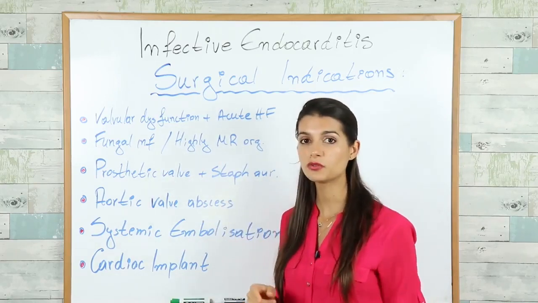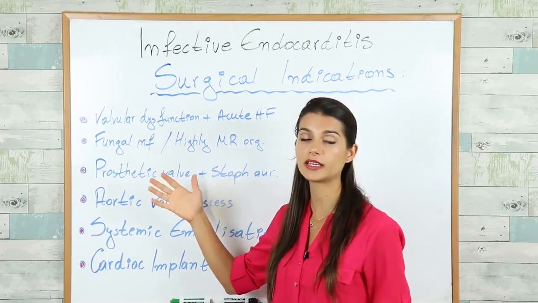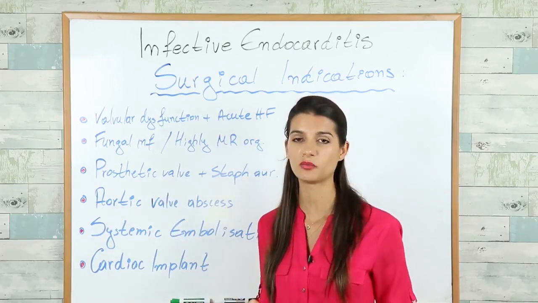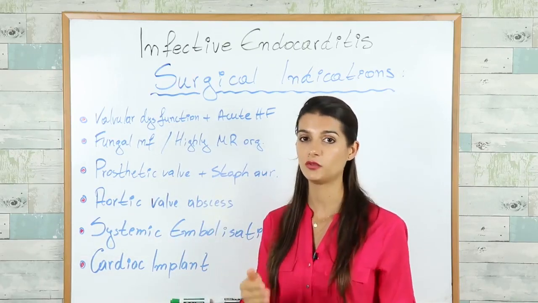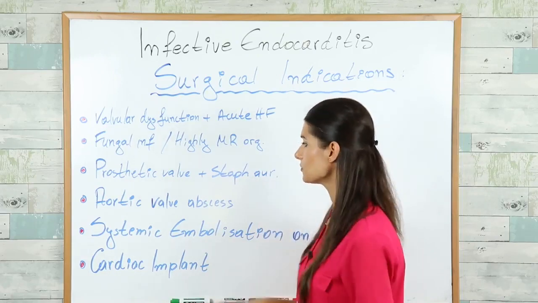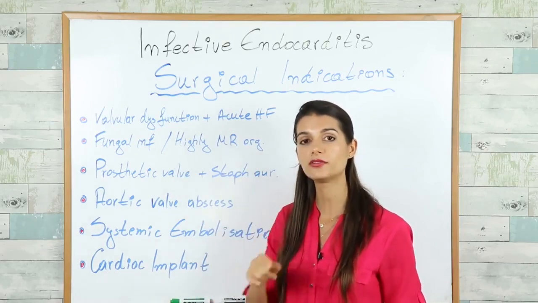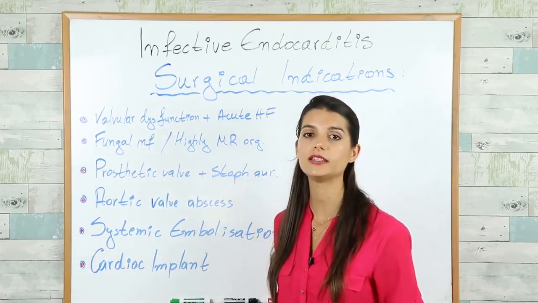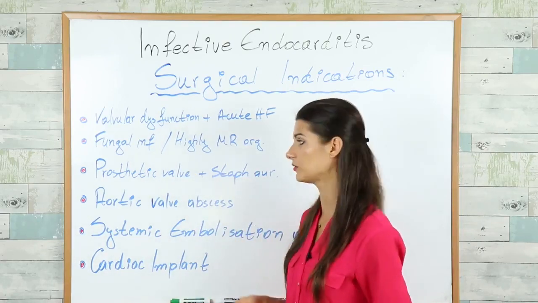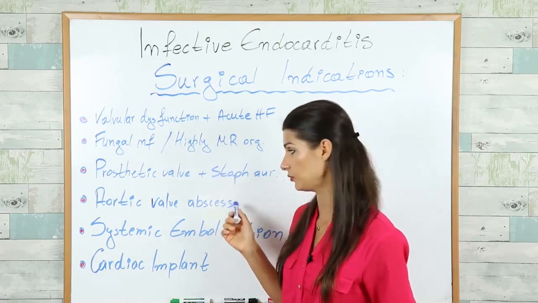Now, if you have prosthetic valve and Staph aureus infection, you have to replace the prosthetic valve. You also want to replace this prosthetic valve if it has dehiscence. Basically, it's not working properly anymore. It's not in place like the way you want it to be. Also, if you have aortic valve abscess, as we said, the perivalvular abscess in the aorta can lead to AV block, so it's very important for you to perform surgery here as well.